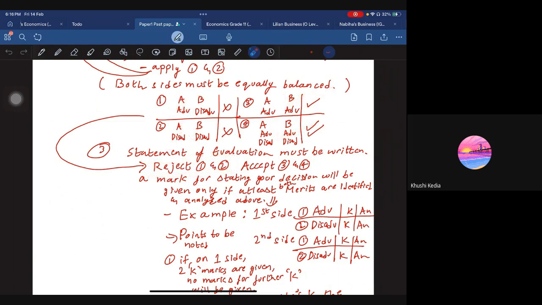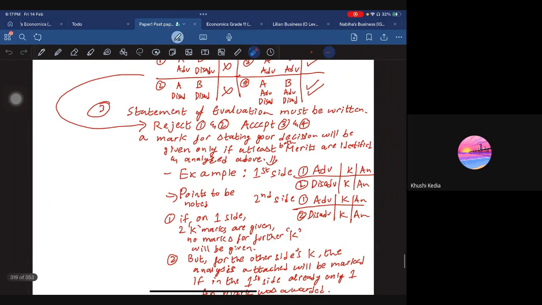Now, the next thing. A mark for stating your decision will be given only if at least both merits are identified and analyzed above correctly, right? So they must also be correct. Now, coming to the next thing. Example: on the first side, you gave the advantage, knowledge, and analysis. You gave the disadvantage, knowledge, and analysis. Then the second side: advantage, knowledge, analysis, disadvantage, knowledge. This is what should be done.